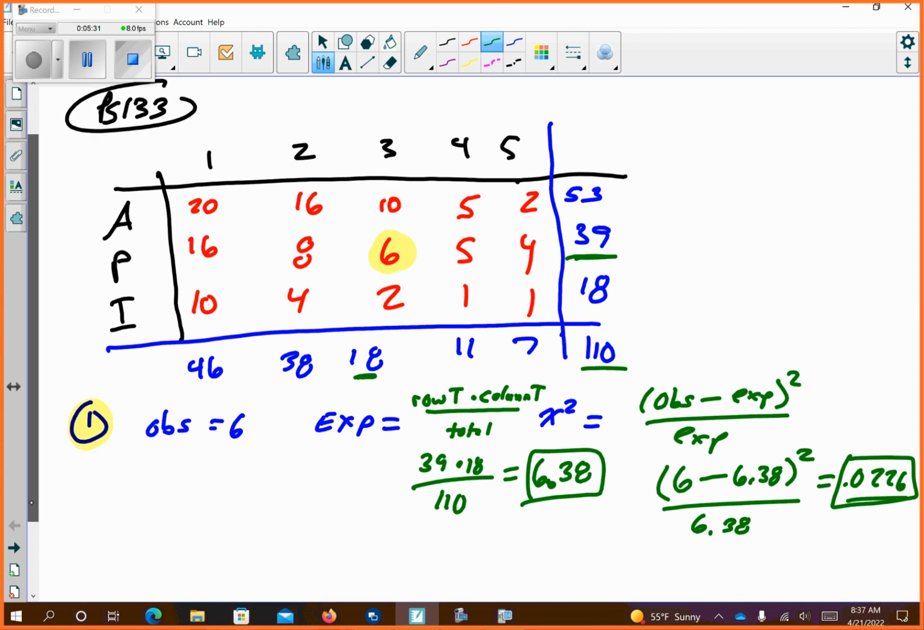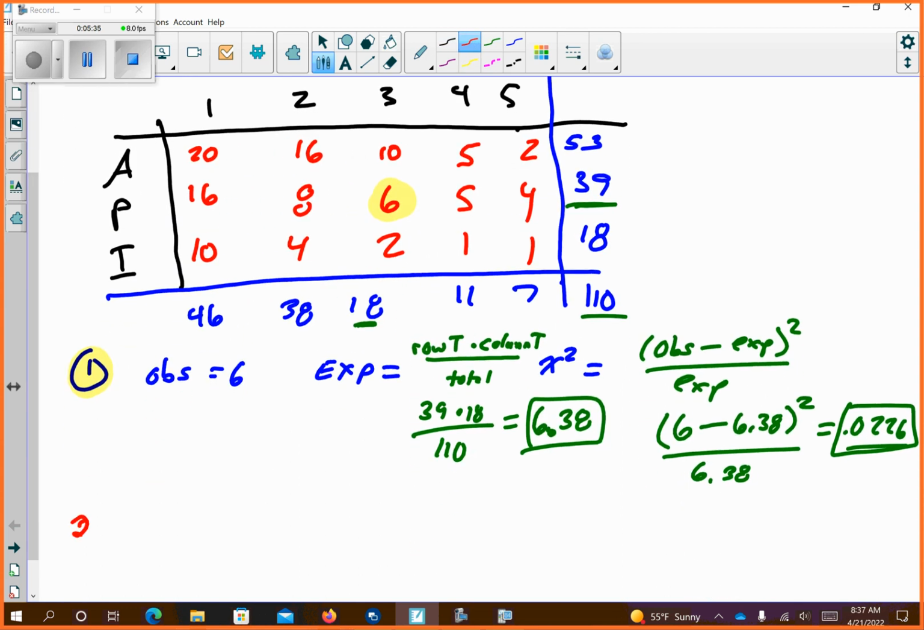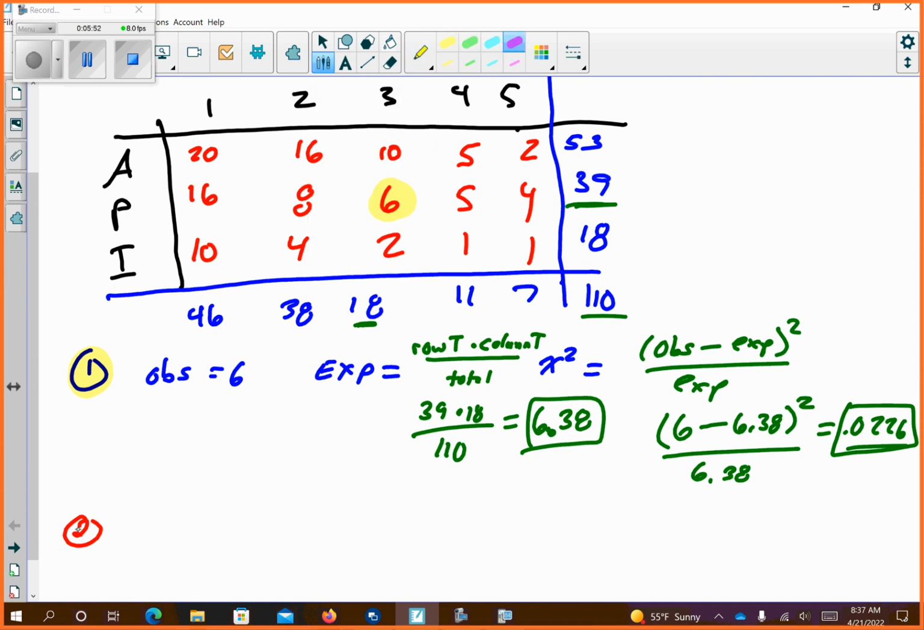Okay. So then I'm going to come down and do number 2. Number 2, they say we want to calculate the observed and expected and chi-square value for Category 5 Atlantic hurricanes. Okay, so we'll highlight this in a different color. We'll do this one in pink. All right, so we want Atlantic hurricanes, Category 5. So that's the number we're looking at there.